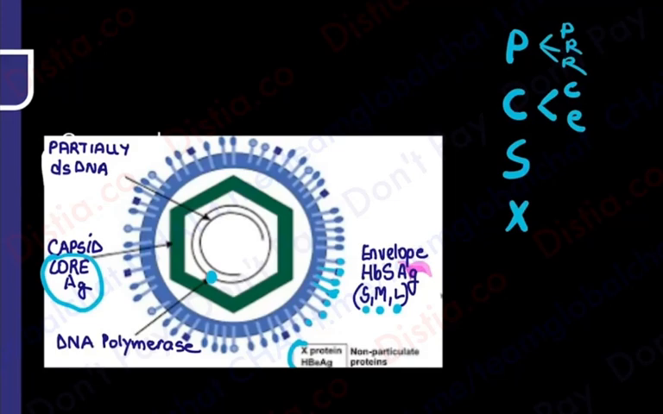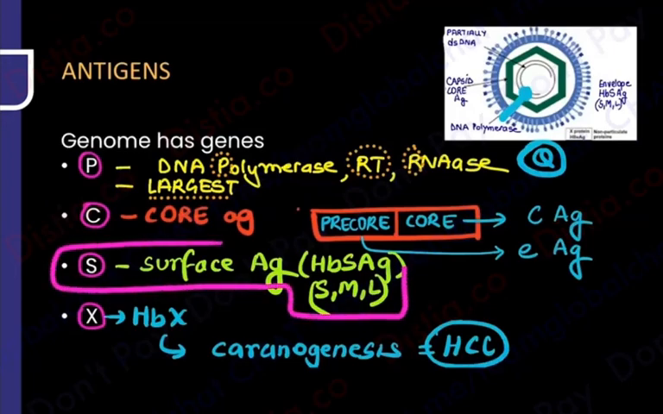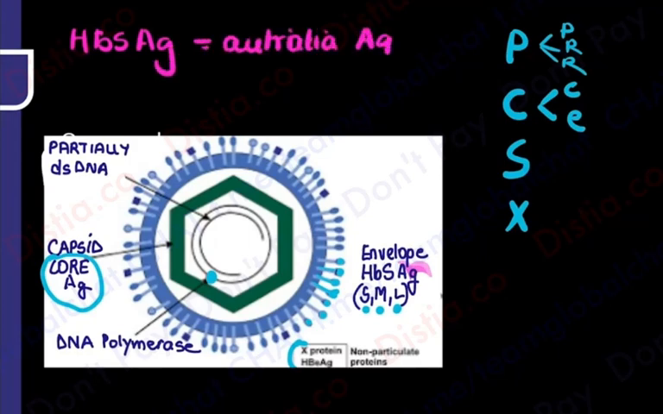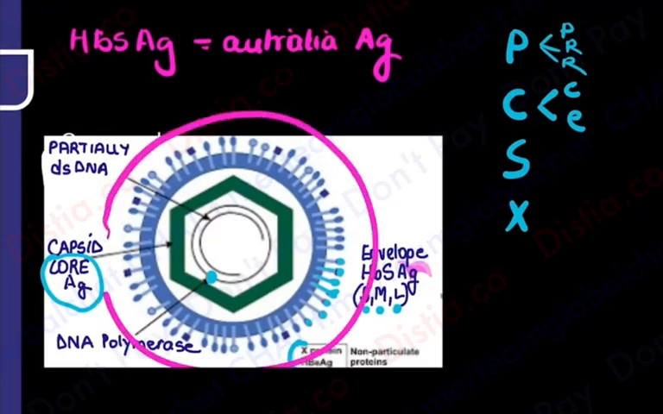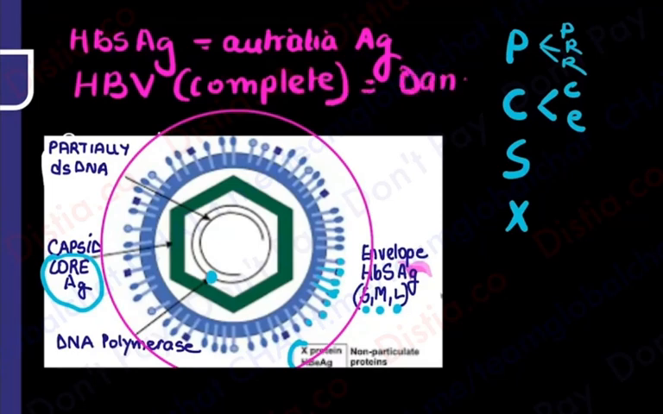Now my next question to you is, which out of all of these can I call as Australia antigen? So please note that this surface antigen over here has been given another name called as Australia antigen. This has been called as Australia antigen. So these two words become very, very important. The surface antigen is known as Australia antigen, and the next thing that they will ask you is what is Dane particle. This full virus that I have taught you right now, this entire virus, or hepatitis B virus, complete virus, no part missing, that is known as the Dane particle.